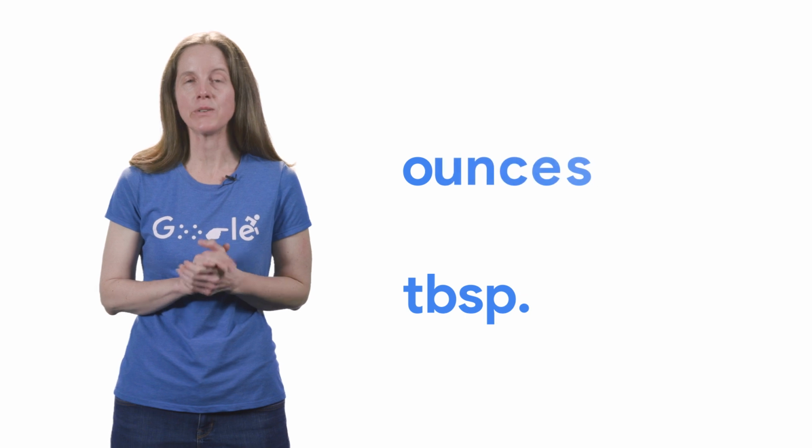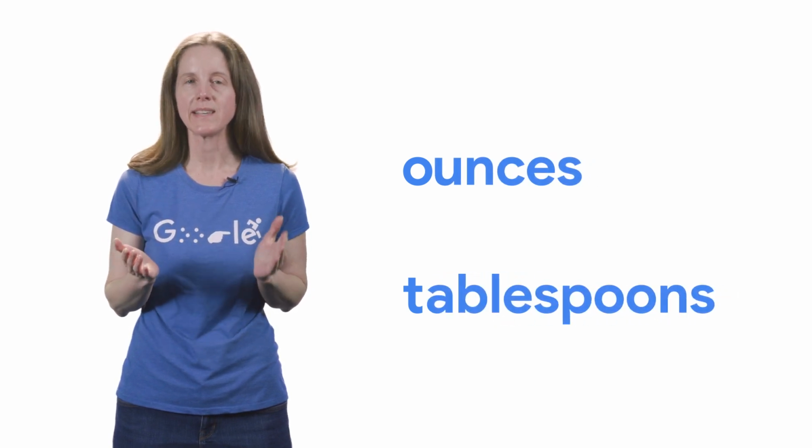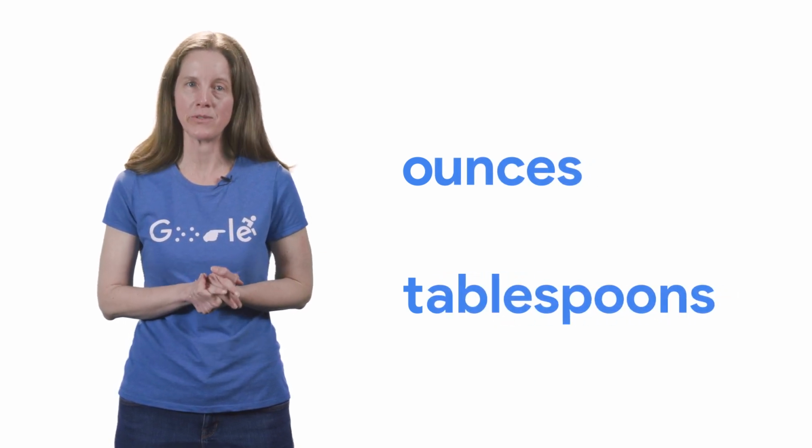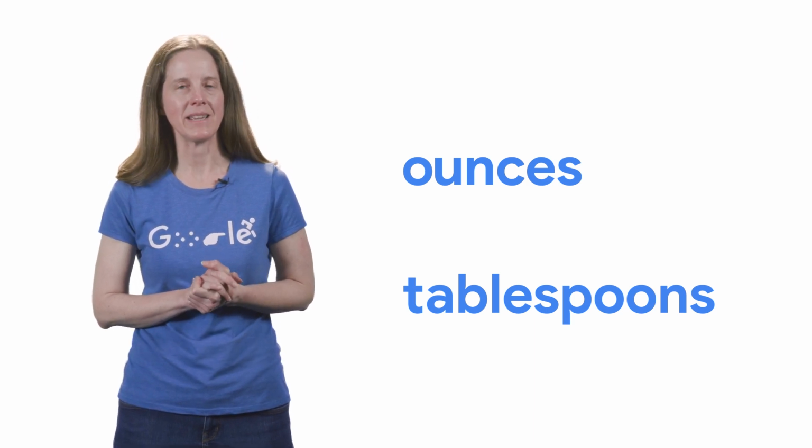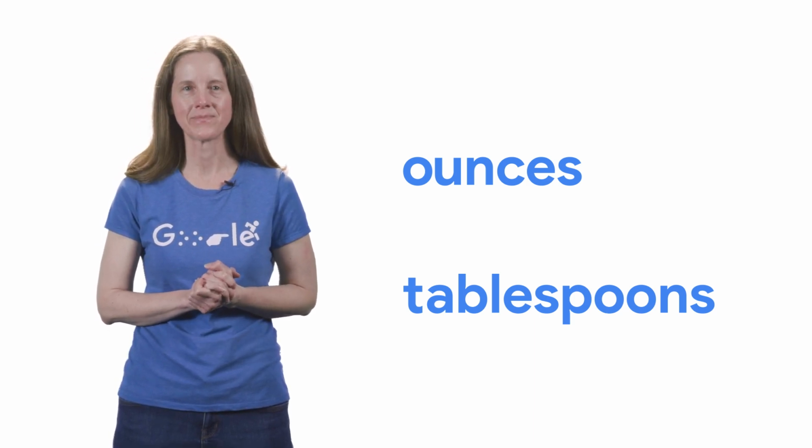For example, in an online recipe, spelling out ounces and tablespoons is one way to make the recipe easier to read and more screen reader friendly. Let's look at some other ways to make text clear and concise.